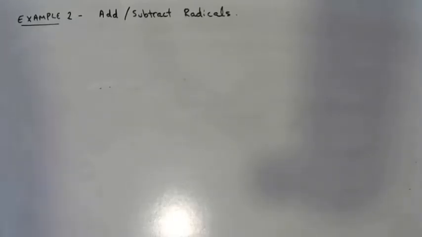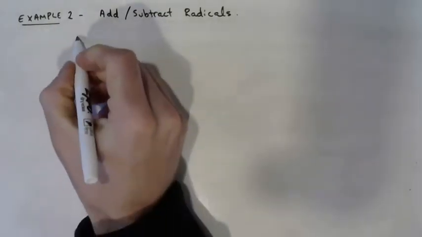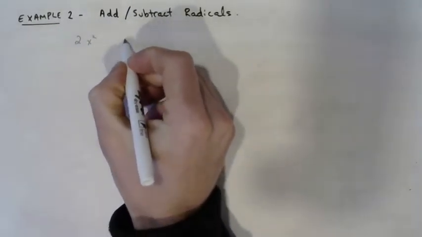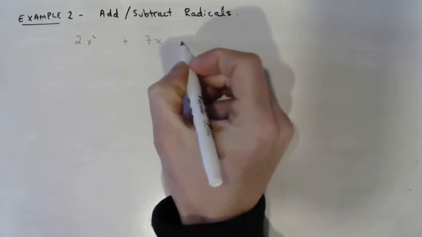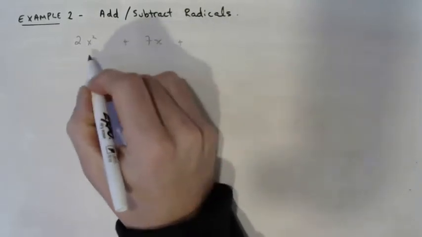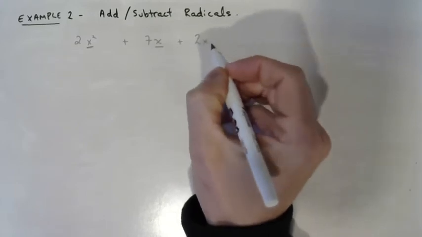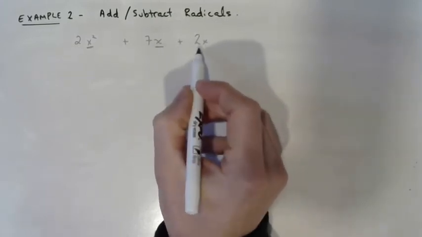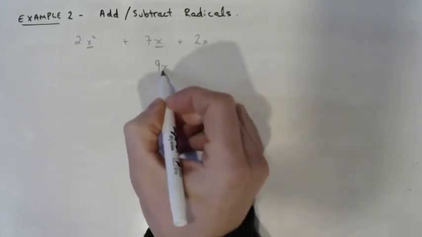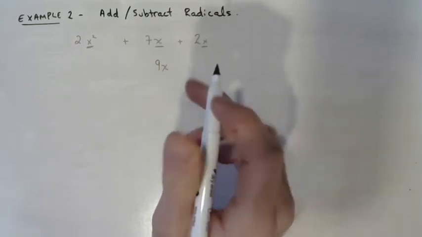In example 2, we deal with adding and subtracting radicals. Now this works in the same way as adding and subtracting polynomials. You can only add and subtract like terms. So when dealing with polynomials, if you've got some x squareds and you've got some x's, you can't add the x squareds and the x's together. They are not the same. But if you had 7x and 2x, you could add those. They would be 9x. Those are like terms, okay?